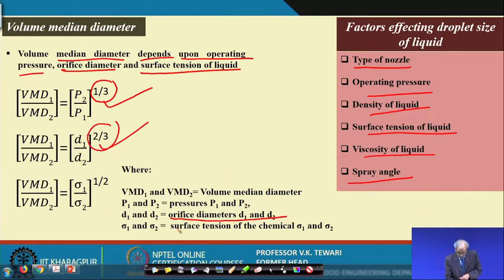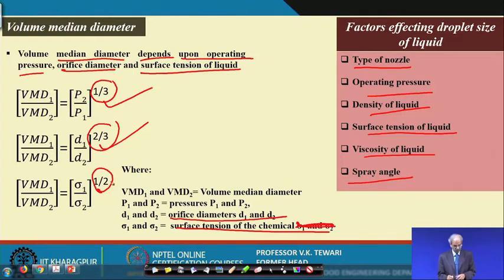When you are talking of the surface tension of the chemical, sigma 1 and sigma 2, the surface tension of the chemical. So, with this, the VMD is related like this, under root of this, you can say just half. So, the power is half.